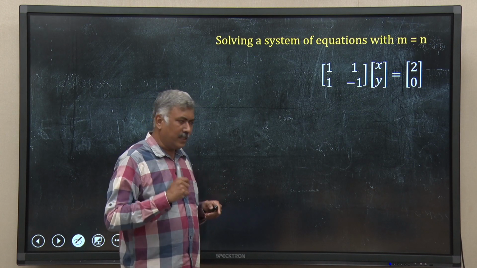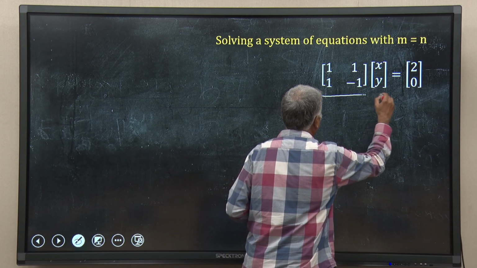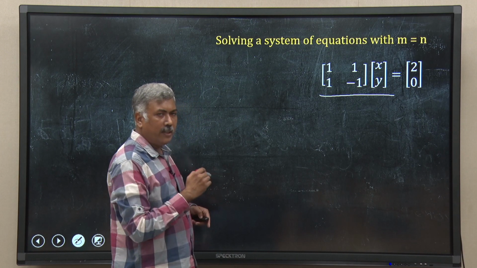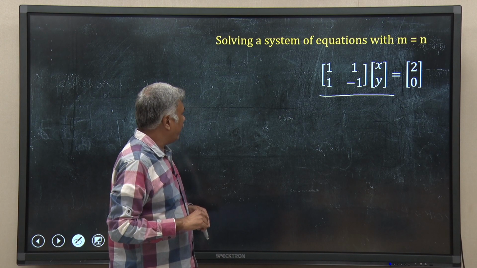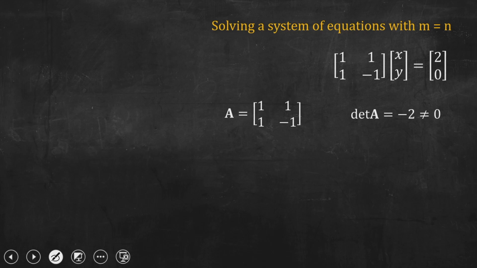So, let us first see an example. I have taken a simple system, the first one I started with, x plus y equal to 2, x minus y equal to 0. I have written it in the form of matrix, the coefficient matrix and the vectors. So, now I calculate the determinant, it is minus 2 and that is not equal to 0. That means, I can do the inversion of my coefficient matrix.